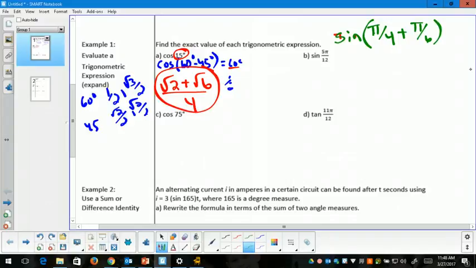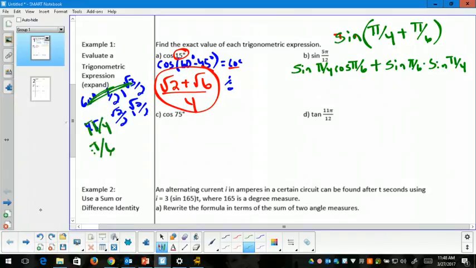And the rule for the sum of sines is to add them, but do sine of the first times cosine of the second angle plus sine of the second times cosine of the first. So what I actually have here is sine of pi over 4 times cosine of pi over 6, that product, plus sine of pi over 6 times cosine of pi over 4. And so I need to know those ordered pairs. Well, we already have the 45, the pi over 4, right here. The pi over 6 is going to be square root of 3 over 2 comma 1/2, right off of the unit circle.